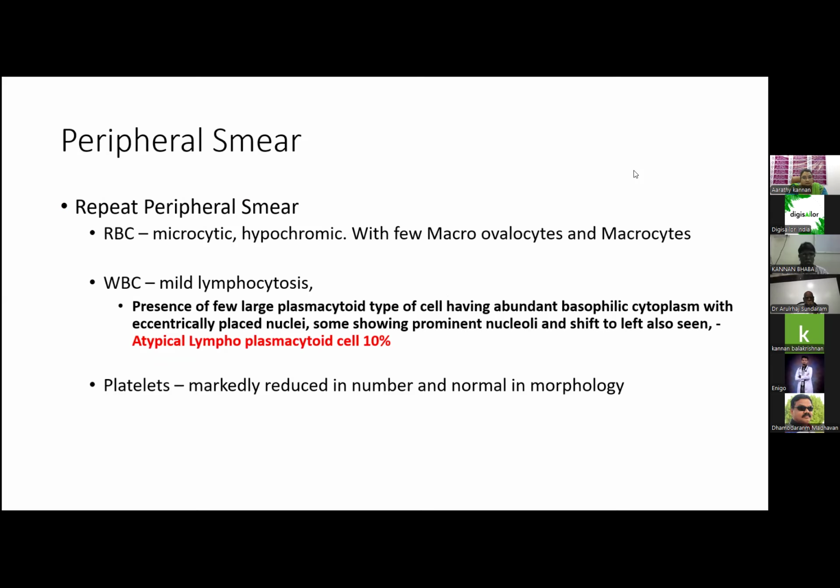We are approaching that patient. The repeat peripheral smear shows RBC with microcytic hypochromic anemia, and WBC shows large plasmacytoid cells with abundant basophilic cytoplasm. The atypical lymphoplasmacytoid cells are present at around 10%. The platelets are markedly reduced. This is the biggest clue we identified at this point of time in this peripheral smear. Next slide.